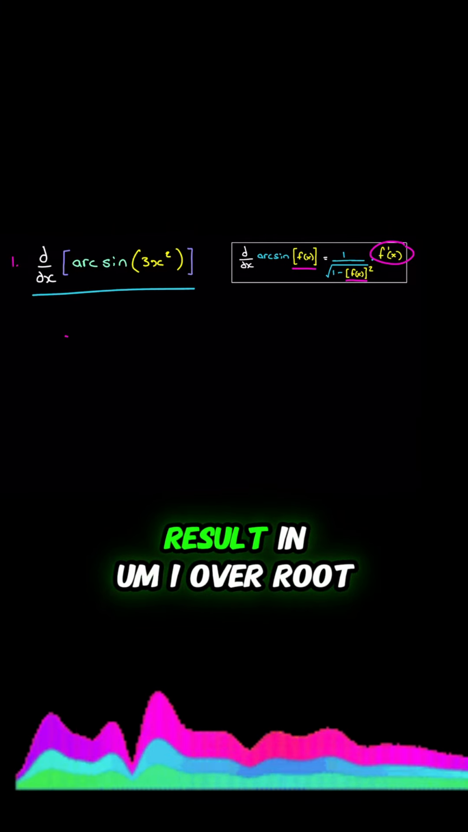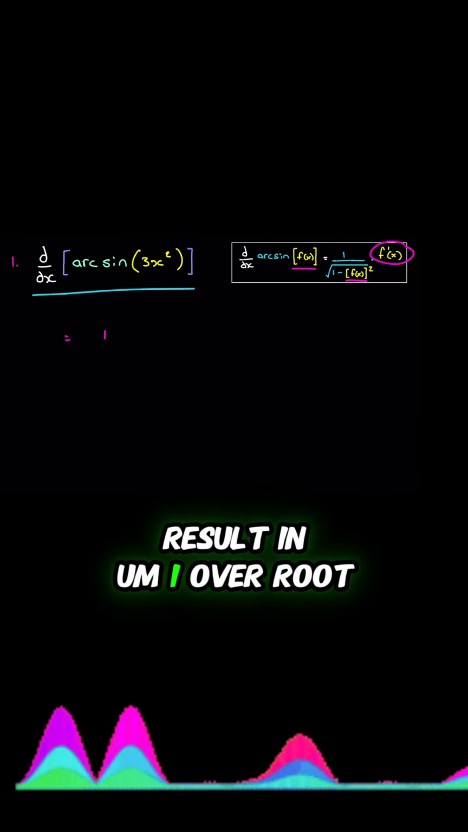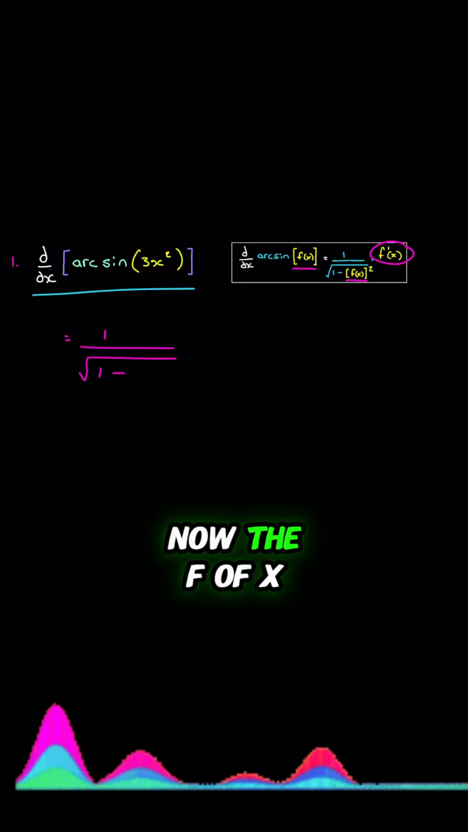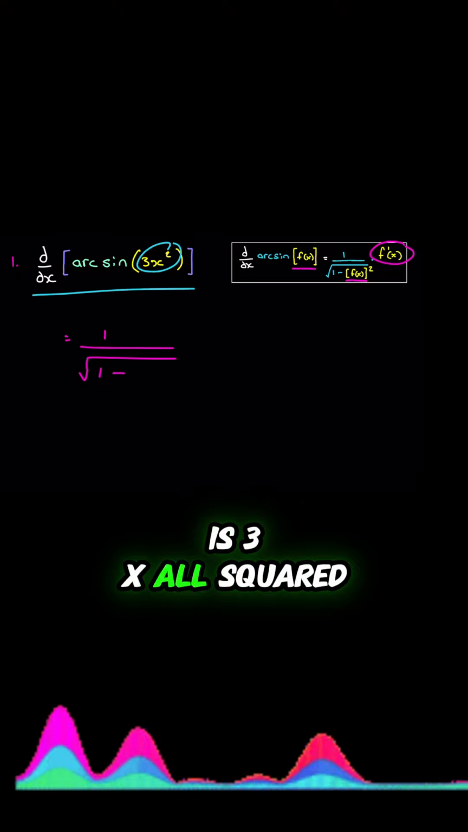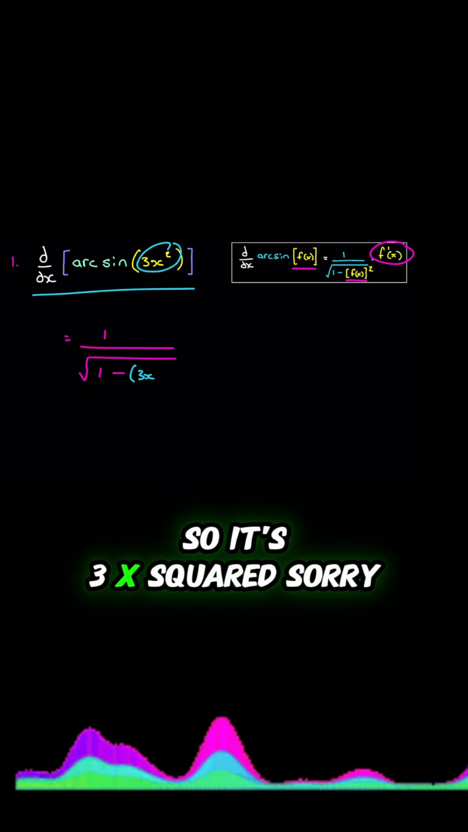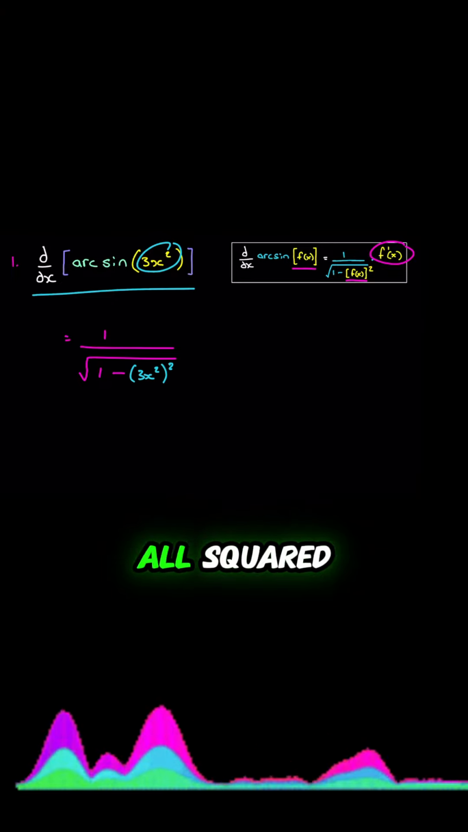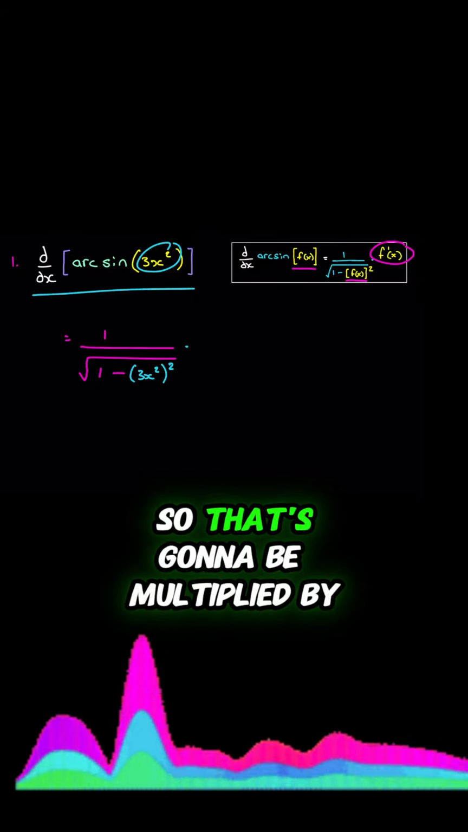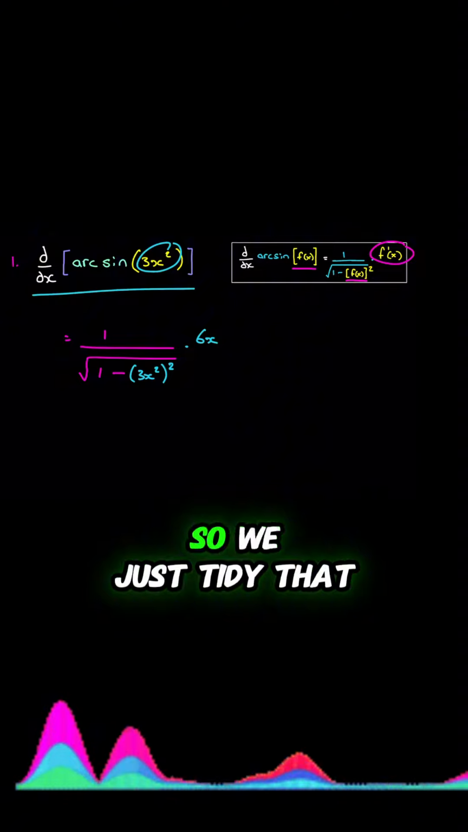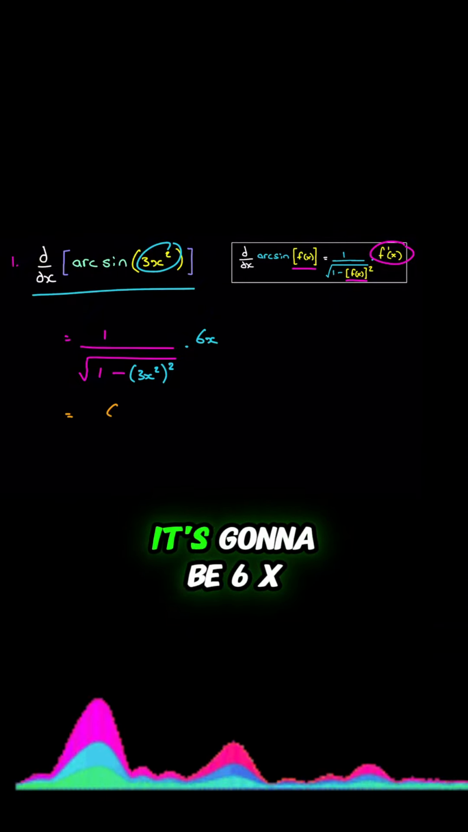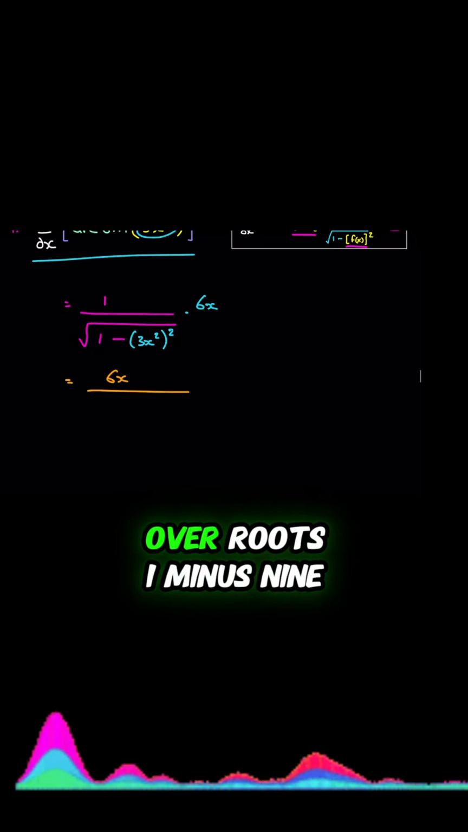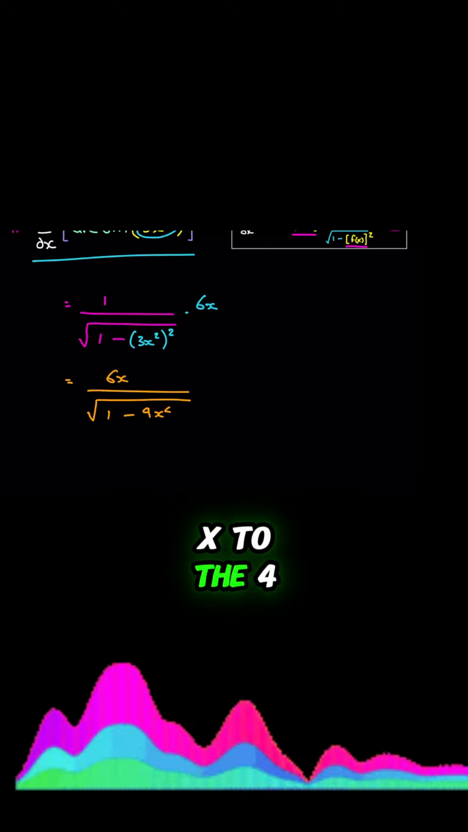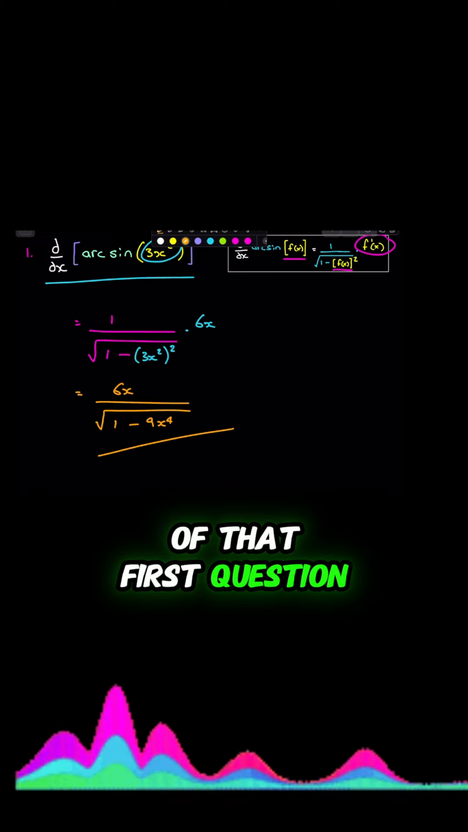So this is going to result in 1 over root 1 minus. Now, the f of x is 3x squared. So it's 3x squared, all squared. And then multiplied by the derivative of that. So that's going to be multiplied by 6x. So if we just tidy that up a little tiny bit, it's going to be 6x over root 1 minus 9x to the 4. And that is the end of that first question.